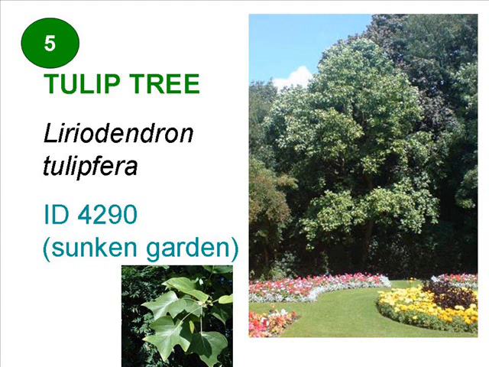Tree 5 is the tulip tree, ID 4290, in the sunken garden. Came from America in the 1600s, long-lived, about 300 years. Tall, stately tree with uniquely shaped large leaves, four-lobed with a flattened tip. Rather tulip-shaped, fluttering in the breeze, in autumn bright gold.